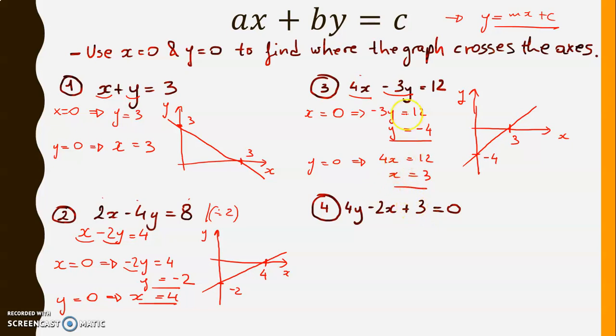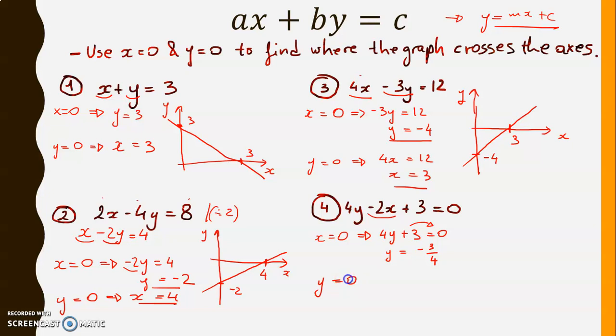Now, same thing, we take x equals 0, and therefore this term disappears. So 4y plus 3 equals 0. Now if we move this 3 to the other side and then make y the subject, we end up with y equals minus 3 over 4. You'll agree with me on that? So negative.